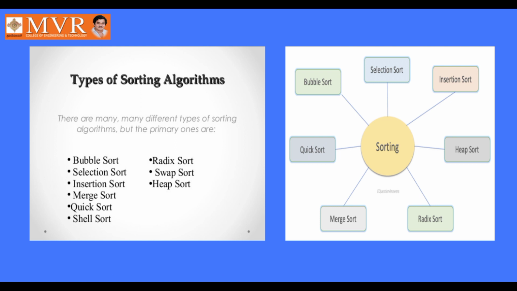Now types of sorting techniques. There are many different types of sorting techniques. Some of them are bubble sort, quick sort, merge sort, selection sort, insertion sort, heap sort, radix sort, etc. These are the different sorting techniques, and based on the data given to us and based on the situation, we will select the appropriate or the related sorting technique.